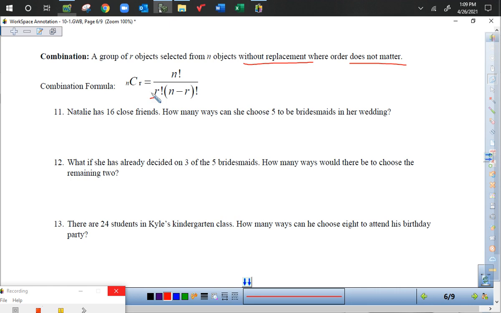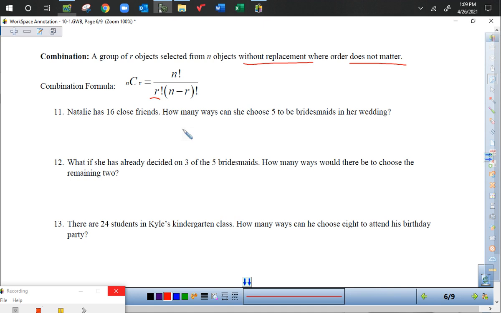Okay, for these ones, when they're combinations, when we decide that, we're going to use our built-in formula on our calculator to speed up the process. I will show you just once using this formula for this first one. Okay, so Natalie has 16 close friends.